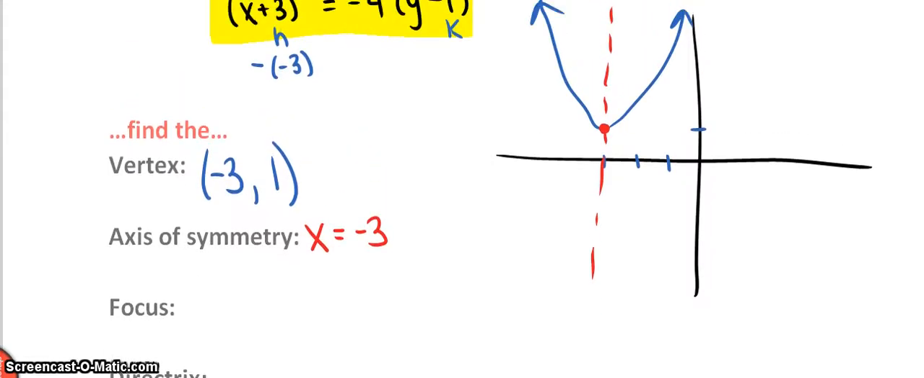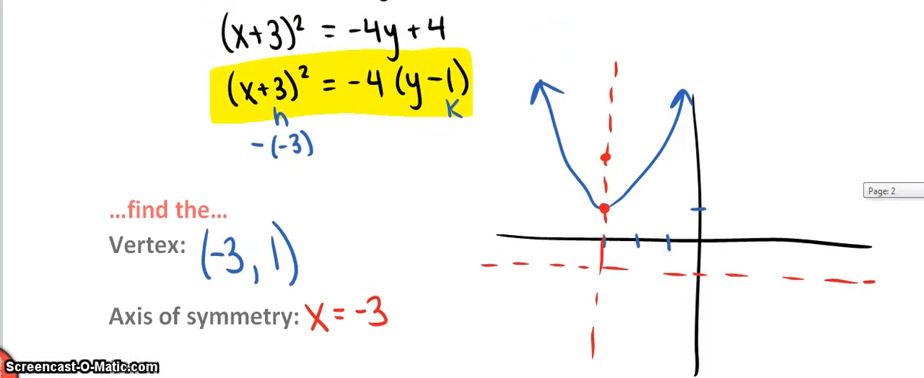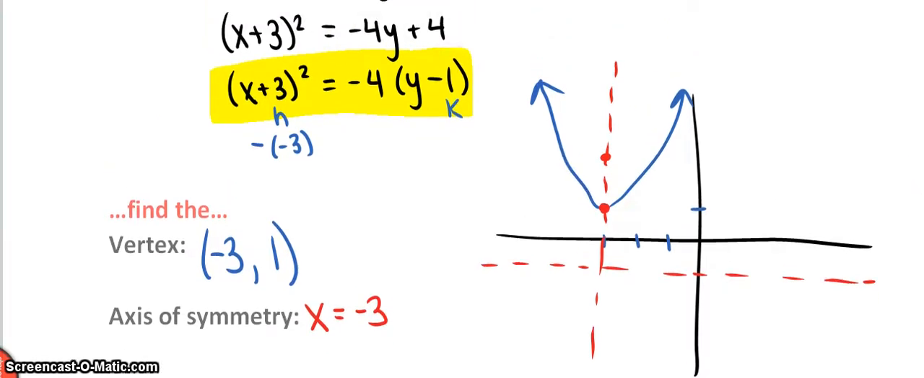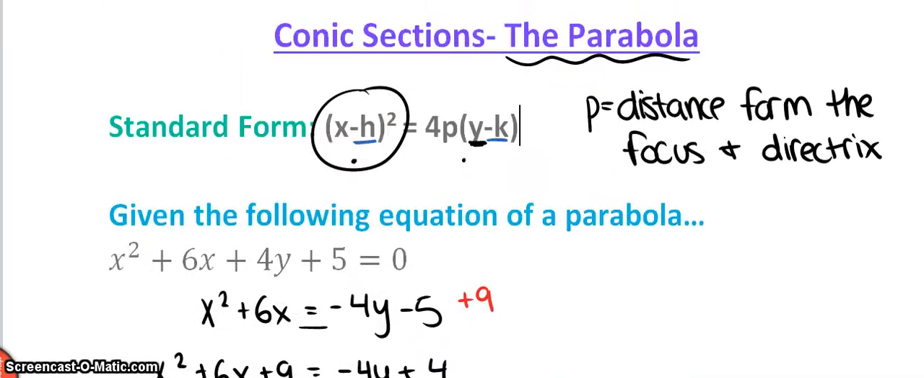So in order to figure out where the focus and the directrix are, now I'm just drawing a general focus and directrix to kind of talk about it. Not that this is exactly where it is, but we'll find it in a second. But in order to find the focus and directrix, I need to know how far away is the focus from the vertex and the directrix from the vertex. Okay, those distances should be the same.